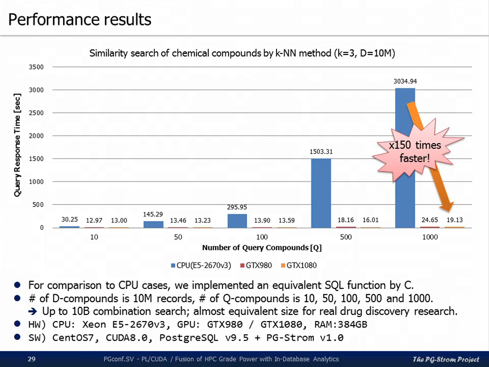The performance improvement is dramatic. For comparison, I implemented equivalent logic with a C function. It is never slow because this logic implemented in C language is executed on a binary level. But the GPU version finishes the KNN logic 150 times faster than the CPU version.